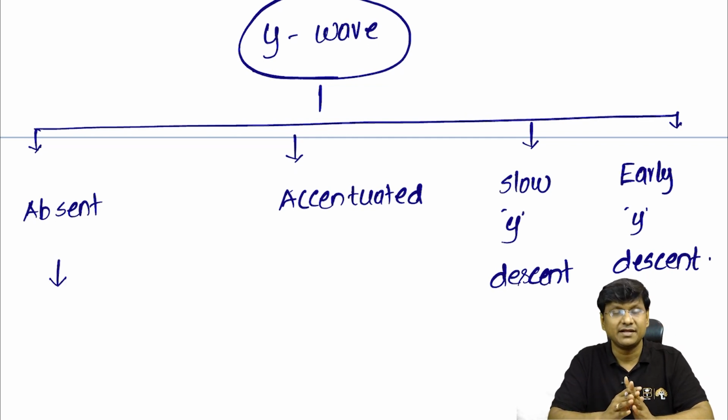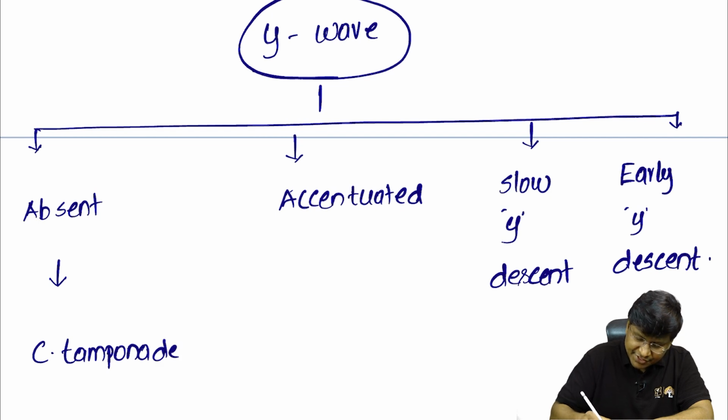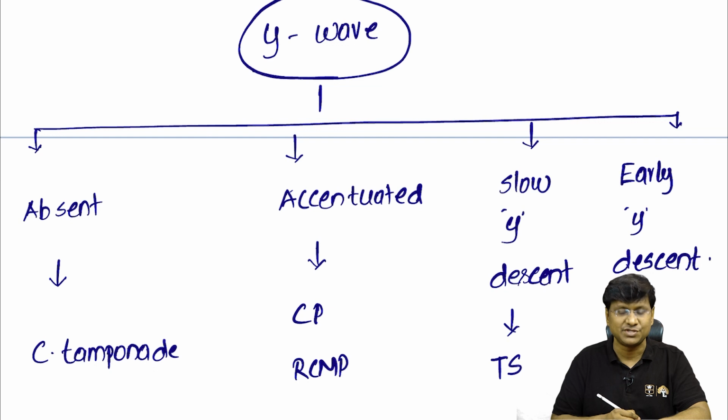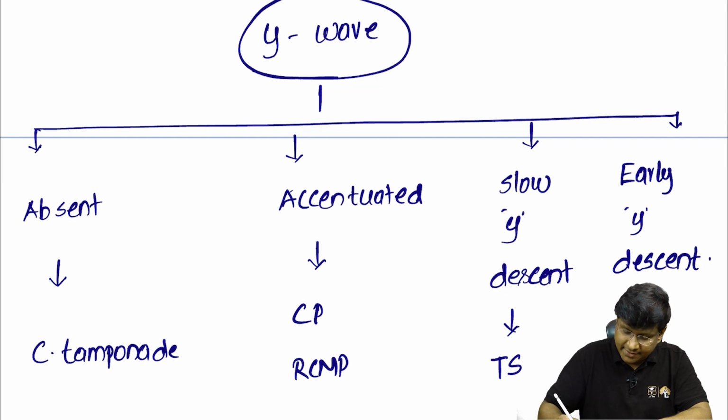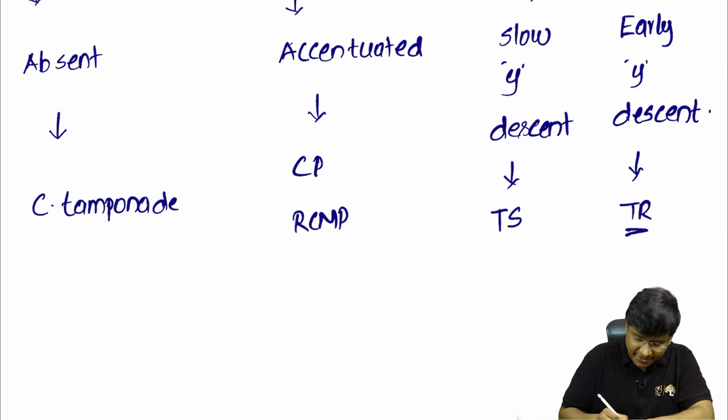The condition where the Y wave is absent is in patients with cardiac tamponade. And the conditions where the Y wave is accentuated, that is in patients with constrictive pericarditis as well as restrictive cardiomyopathy. And the condition where you have slow Y descent is in patients with tricuspid stenosis, and early Y descent is observed in tricuspid regurgitation.